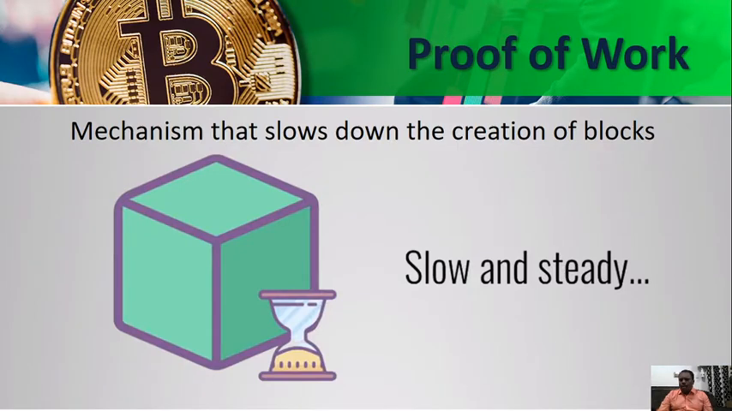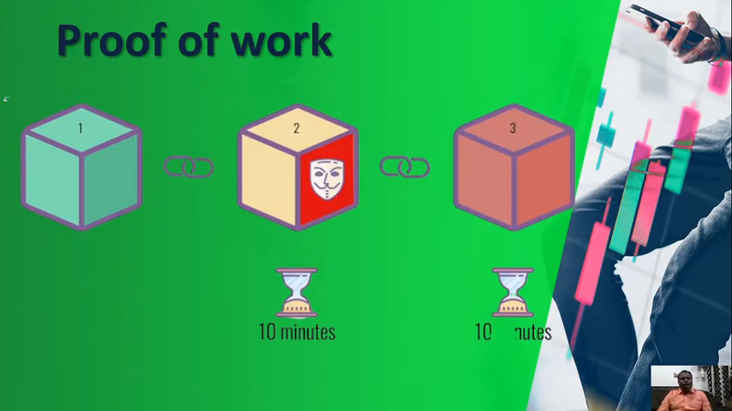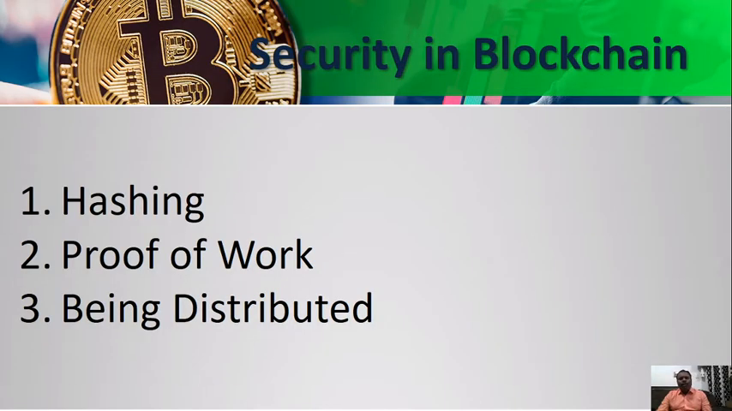What is proof of work? It's a mechanism, very simple, that slows down the creation of blocks. As you say, slow and steady wins the race. A block is given 10 minutes to generate its hash value, and subsequently all the other blocks connected to this particular block give their consent.